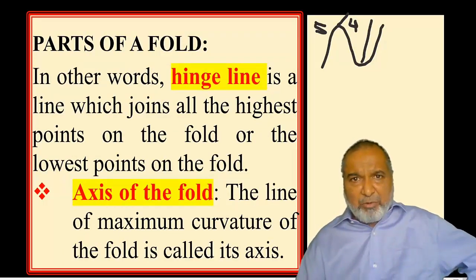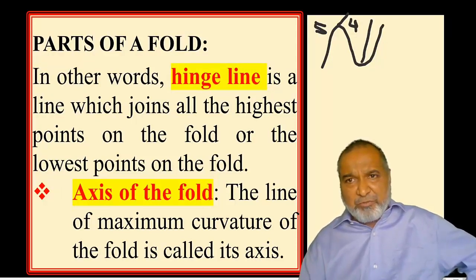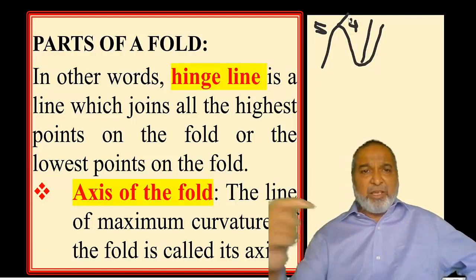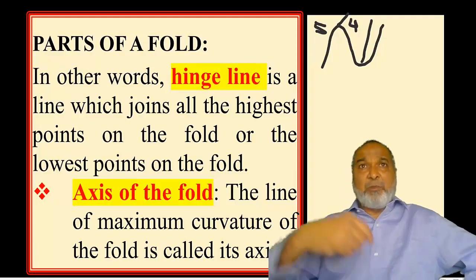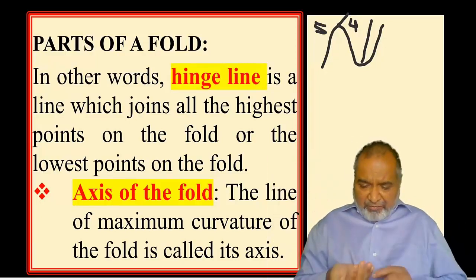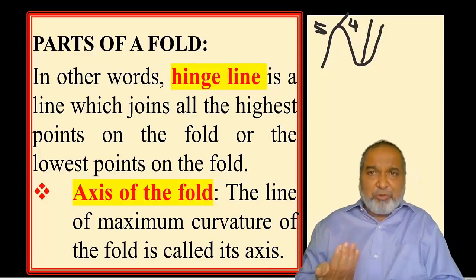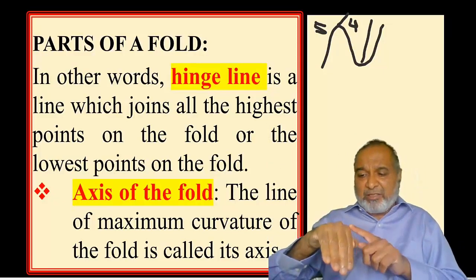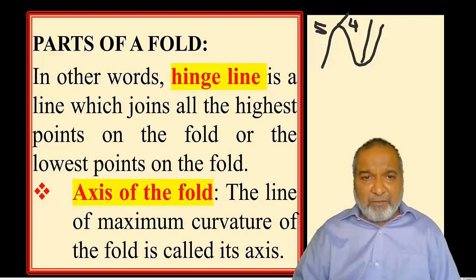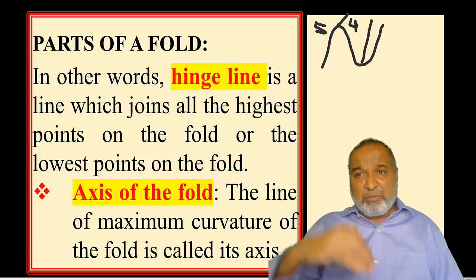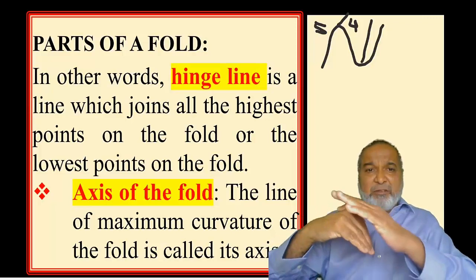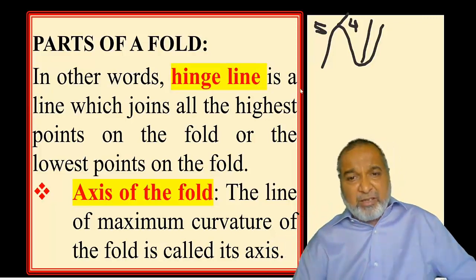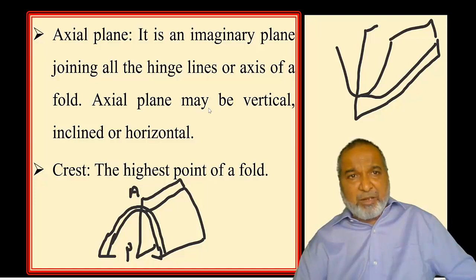Here, the hinge line is a line which joins all the highest points on the fold or the lowest points. In this fold diagram, the line joining the highest points will be the hinge line, or the crestal line. If it is the trough, whatever lines you join at the bottom is the trough line, and this is the crestal line, the hinge line. And the axis of the fold is the line of maximum curvature, wherever the curvature has taken place.